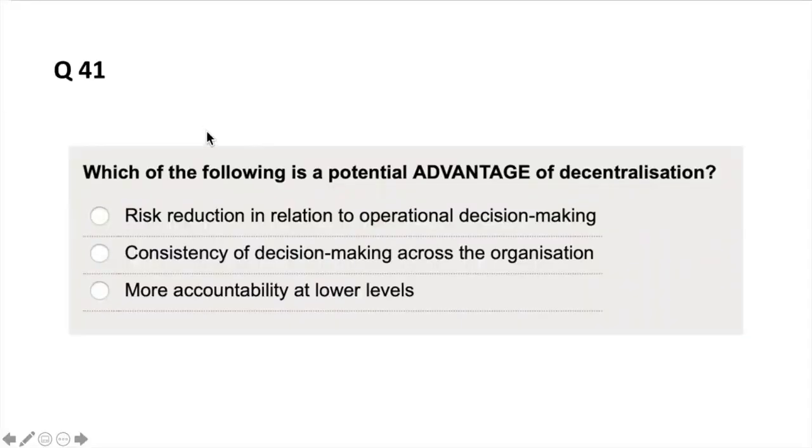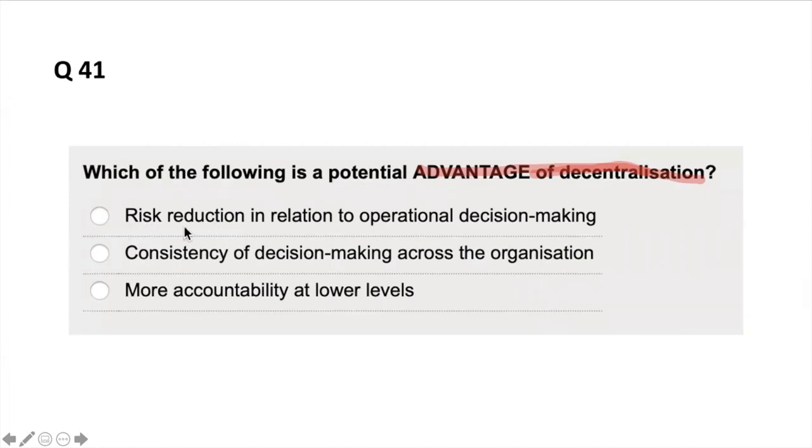Question 41. Which of the following is a potential advantage of decentralization? Now let's remind ourselves what decentralization is. When you decentralize, you empower others to make decisions, for example, if you're a large company, because you're not making all the decisions in a centralized way. That's one example to get the idea. So let's see which one is a potential advantage of decentralization.